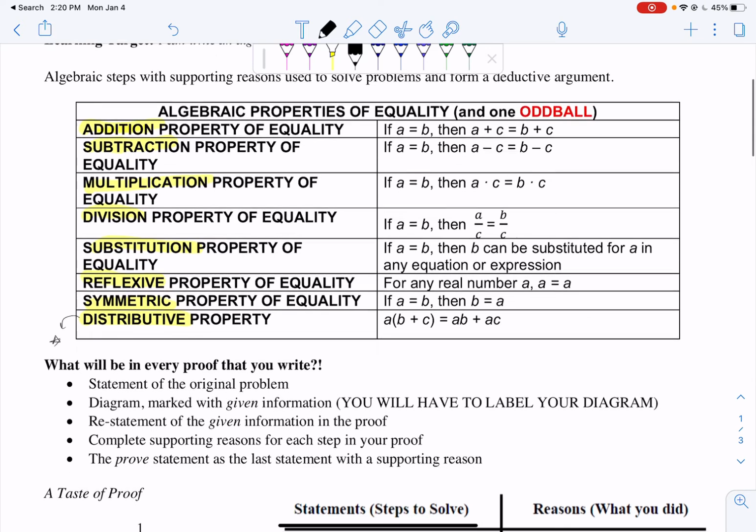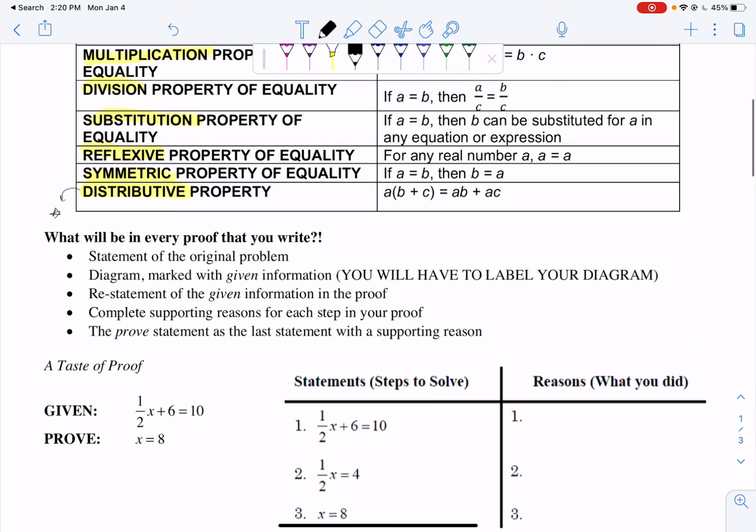All right. So one of the things is, what will be in every proof that you write? The statement of the original problem. So typically you're going to be given a given. It sounds very redundant to say given a given, but you will be given these things called givens that we know to be true. When we do our geometric proofs, you're typically going to be given a diagram, but you're going to have to mark it with the given information. You're going to have to label your diagram.